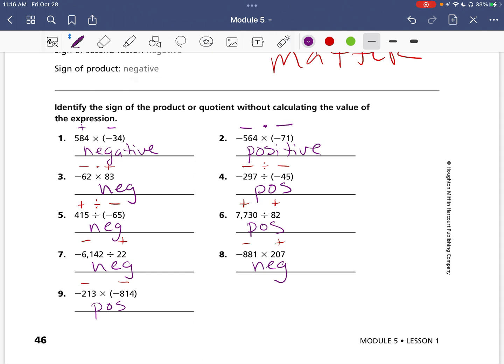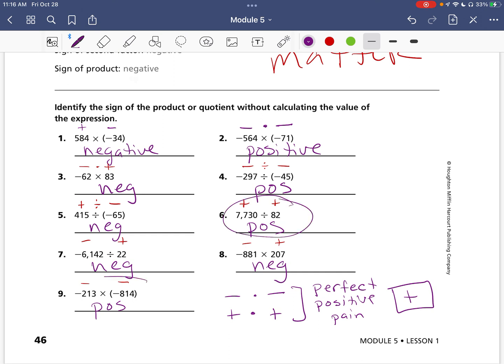One thing that I've noticed that's helpful, just a little rhyme to help you remember. If you have the same sign, a positive times a positive, or a negative times a negative, I call that a perfect positive pair, meaning your product or quotient will be positive. Perfect positive pair where they have the same sign, like right here or down here. If they aren't the same, a negative times a positive or positive times a negative, then your answer will be negative.